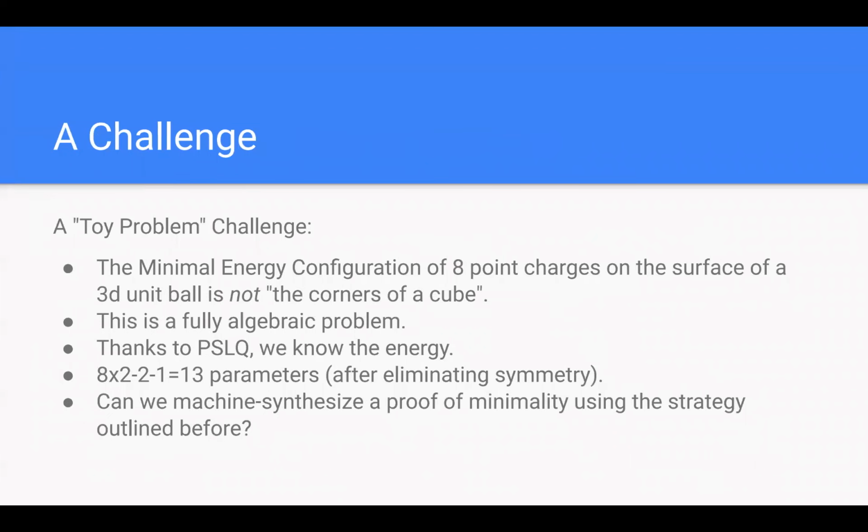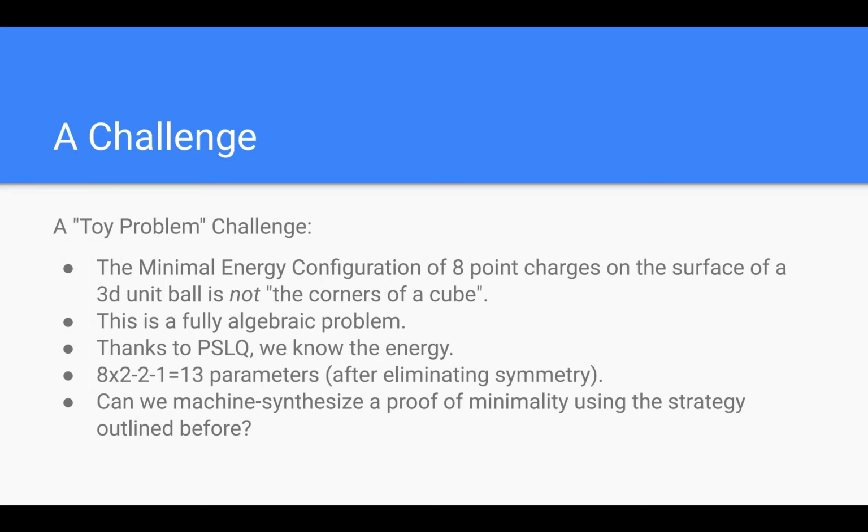And a toy problem I would propose to perhaps try to study that way would be the Thomson problem, specifically for 8-point charges on the surface of a 3D unit ball. So placing 8 electrons on the unit sphere gives a minimal energy configuration that is not the corners of the cube, but you can further lower the energy by rotating the top of the cube by 45 degrees and then relaxing it all.